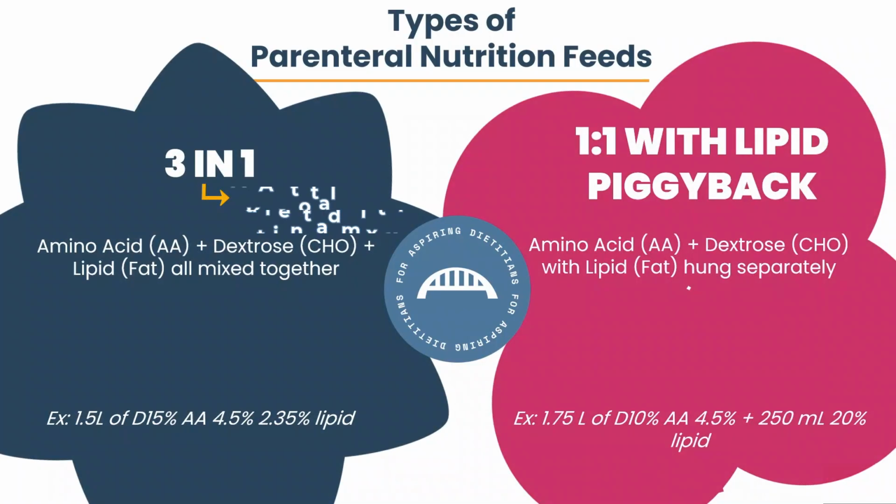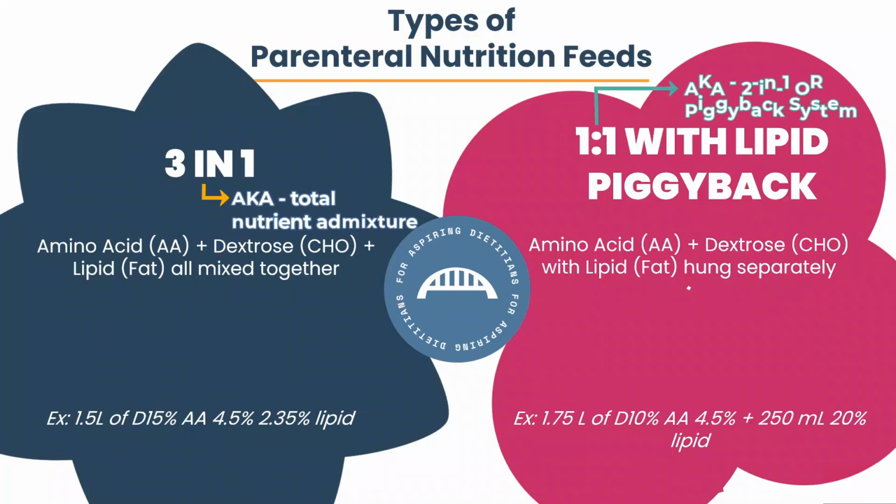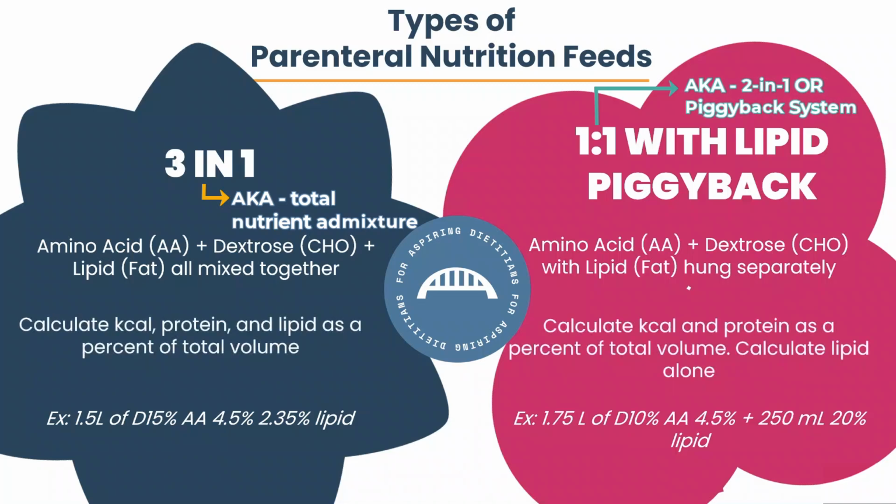A 3-in-1, or total nutrient admixture, combines amino acids, dextrose, and lipids into one bag. This simplifies administration and allows the nutrients to be calculated as percentages of the total volume. A 1-to-1, also known as a 2-in-1, or a piggyback system, combines the dextrose and amino acids, while the lipids are administered separately. This means lipid calculations must be handled independently. But besides that, the calculations work exactly the same. And remember, in both TPN and PPN, nutrient concentration and osmolarity have to match the access route for safety.